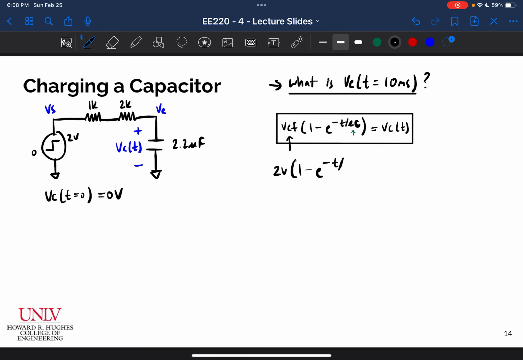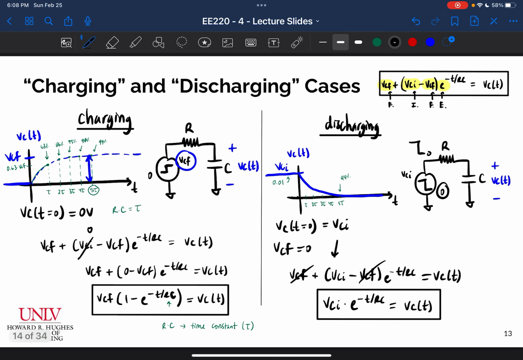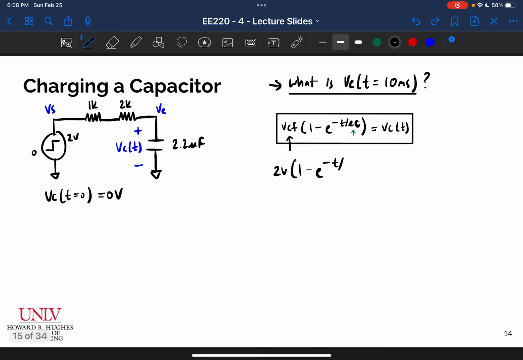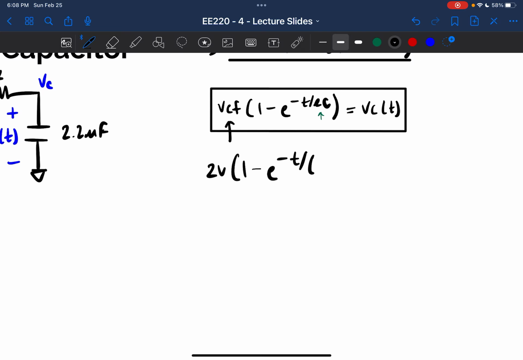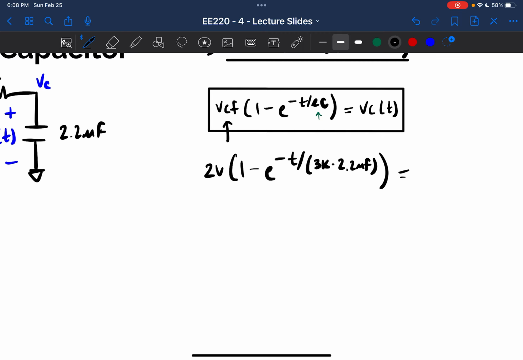Okay, now RC is R times C. Well, previously our R was just this resistance here that's in series with our capacitor. Well, how much resistance do we have in series with our capacitor? We don't only have a 1K, we also have a 2K. So what we need to do is take those two resistors in series. So what I would put in the RC slot is 3K, the two resistors in series, multiplied by my 2.2 microfarad capacitance, and that is going to be my expression for VC of T.